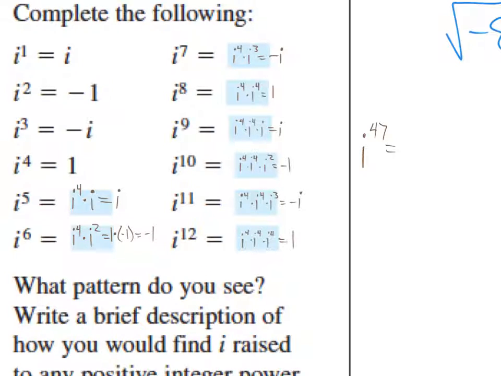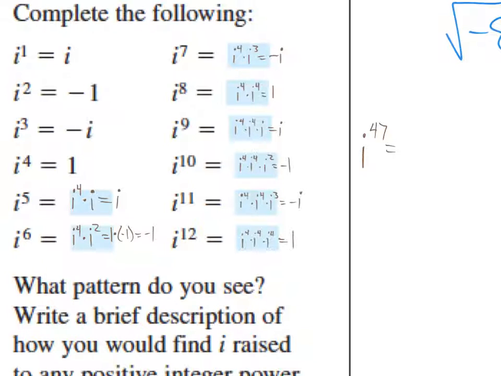It's 1 away from 48. If you think about it, 48 is a multiple of 4. We're 1 short of 48, right? So that means we're at the i cubed part of our cycle. But 47 is not divisible by 4, and it doesn't have to be.